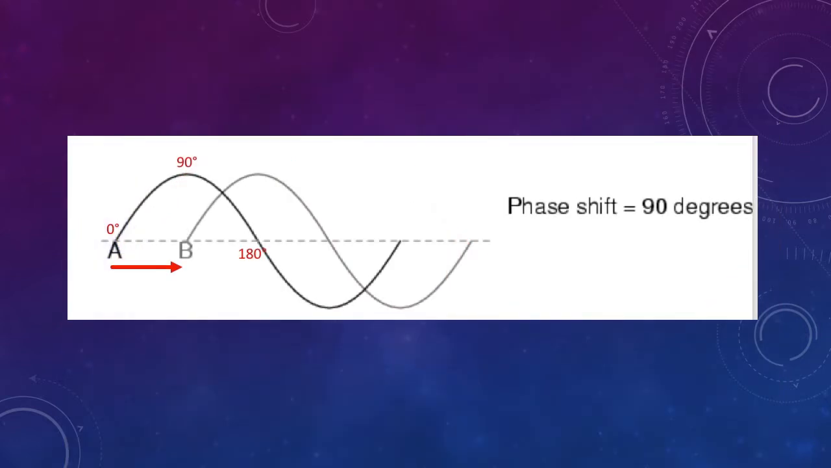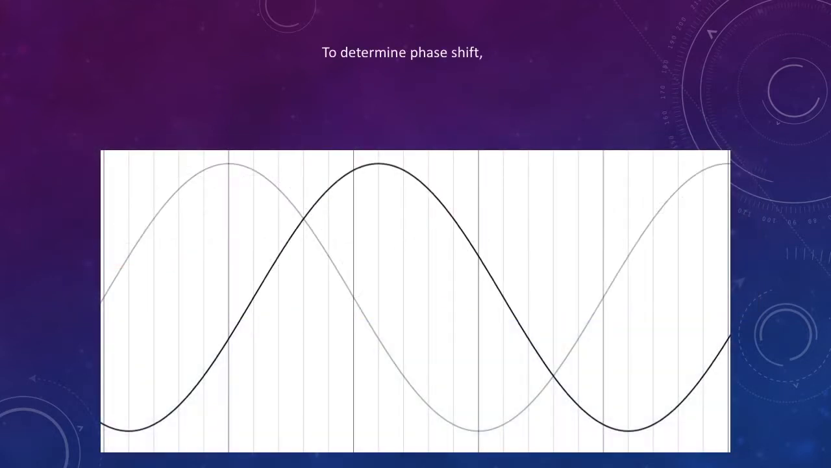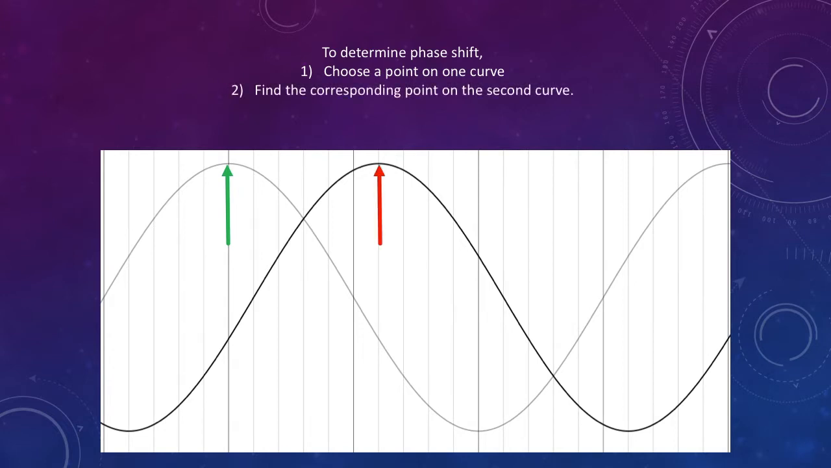Here, the gray wave is phase shifted to the right of the black wave by 90 degrees. To determine the amount of phase shift, choose a point on one curve, for example, an upward zero crossing or a maximum peak. Then find the corresponding point on the second curve. Finally, measure the time or degree difference to find the phase shift.